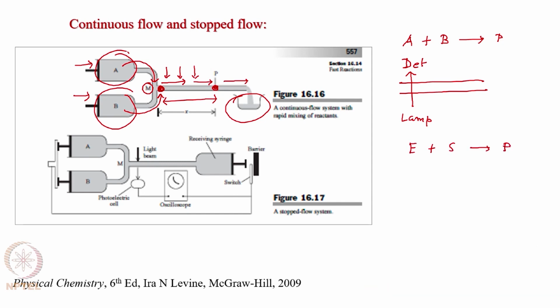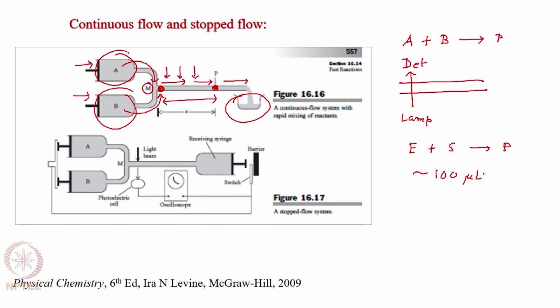Now the question is how in these cases you will do these experiments. Typically, for an enzyme-catalyzed reaction, the amount you deal with is something like 100 microliters or even less. So it is less than 1 milliliter.